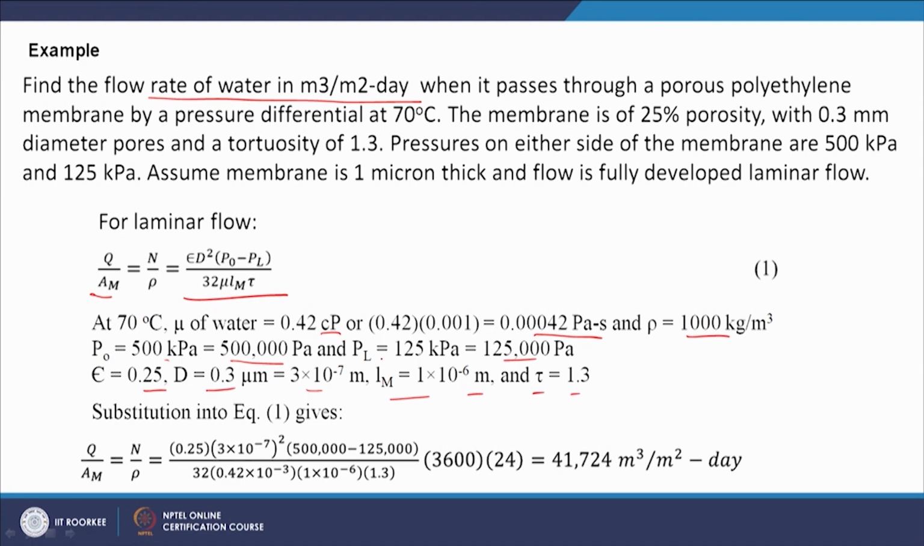By putting these values here, we get Q by AM equal to N by rho, which is equal to 0.25 into (3 into 10 to the minus 7) squared into (5 lakh minus 1,25,000) divided by 32 into 0.42 into 10 to the minus 3 into 1 into 10 to the minus 6 into 1.3. But this Q is per second, so we have to convert it into per day. We multiply by the conversion factor 3600 into 24. So, it becomes 41,724 meter cube per meter square per day. Now we are able to solve the example. Up to this in this class, thank you very much for your patience.